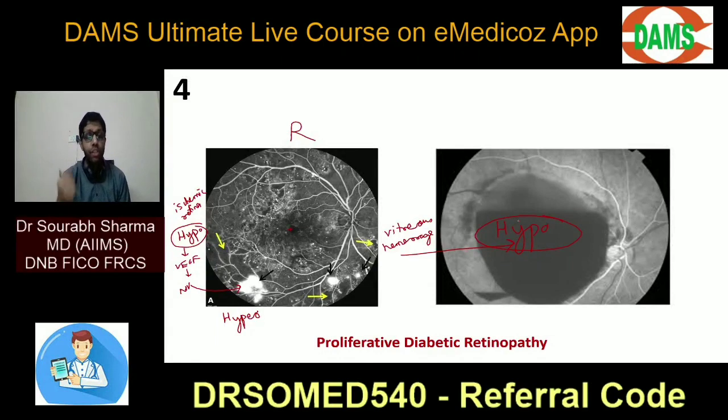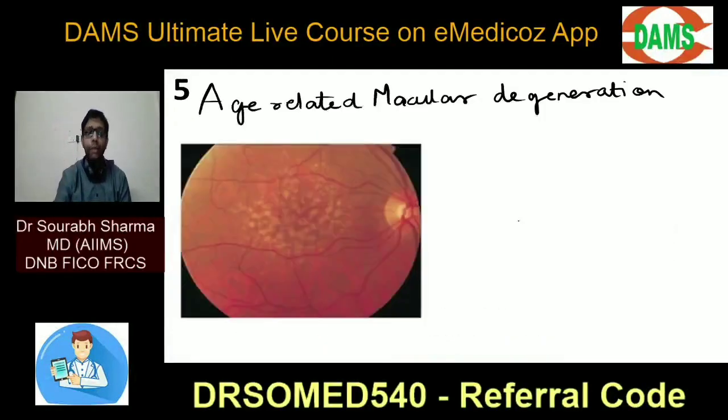So ischemic retina is hypo, new vessels are hyperfluorescence, and vitreous pre-retinal hemorrhage is hypofluorescence. Vitreous hemorrhage is blocking everything in the retina and new vessels. So hypofluorescence also comes in proliferative diabetic retinopathy. Alright, that's the fourth scenario. Quickly, the last scenario, age-related macular degeneration.